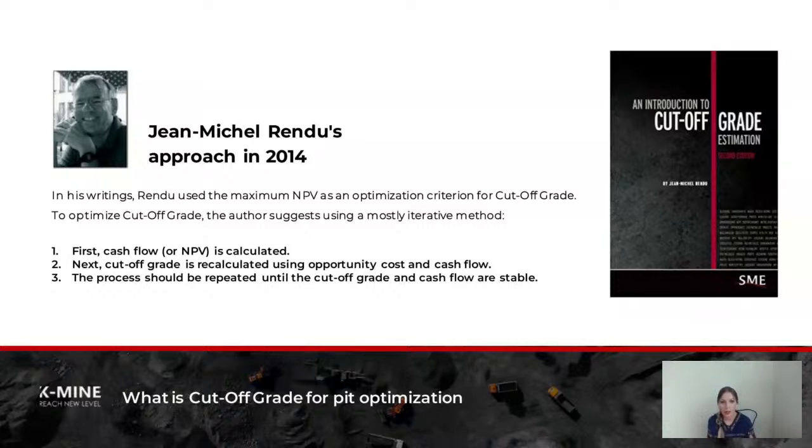Then the opportunity cost and the amount of cash flow are used to recalculate the cut-off grade. However, the resulting new cut-off grade entails the creation of new mining plans, new cash flow values, and as a consequence, new opportunity costs, which are used for the next re-evaluation of the cut-off grade. Basically, this process should be repeated until the cut-off grade and cash flow are stable, and it's a very lengthy process. But here are some of Rendu's formulas.